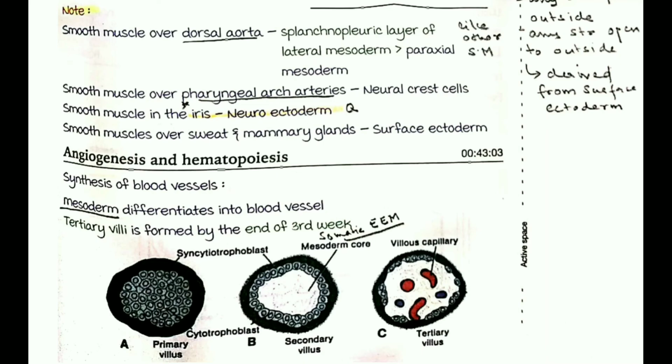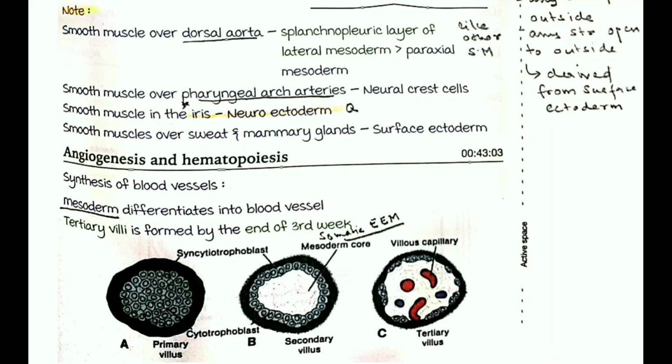I have mentioned in a previous video also, there is primary villus formation and secondary villus formation. The primary villus is formed when the cytotrophoblast invades into the syncytiotrophoblast layer. These are basically the two layers of trophoblast. And the secondary villus is formed when the extraembryonic mesoderm, which is the somatic extraembryonic mesoderm, invades into this primary villus, so we have the mesoderm core, then we get the secondary villus.